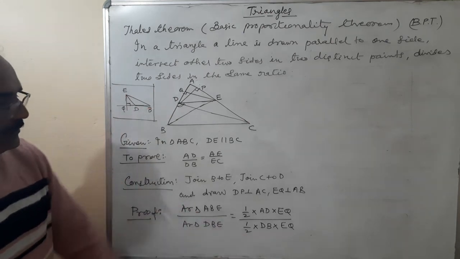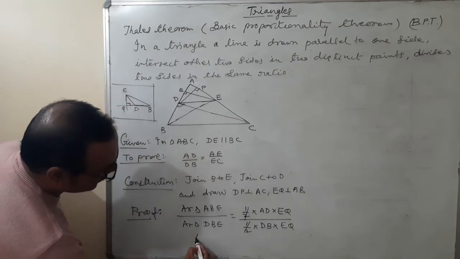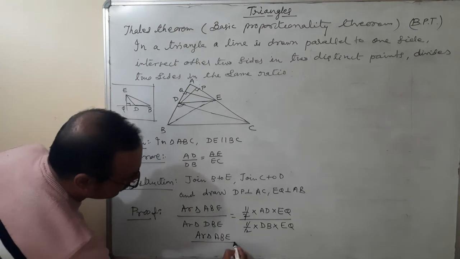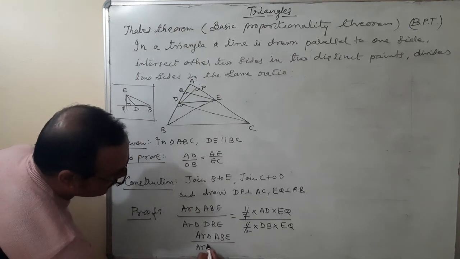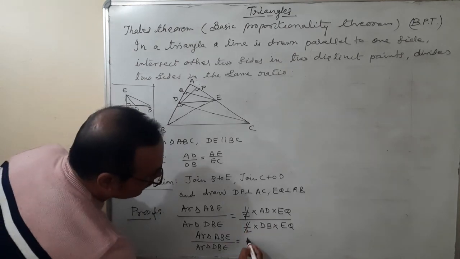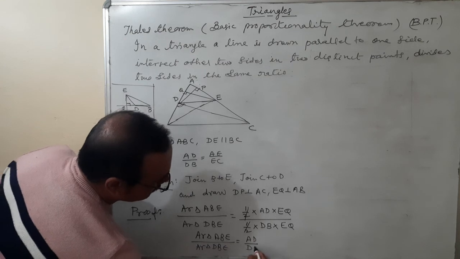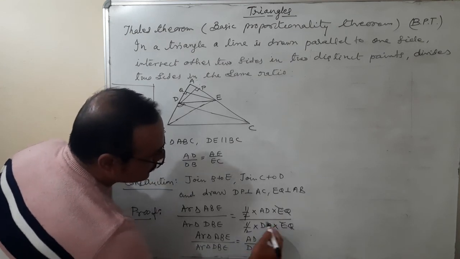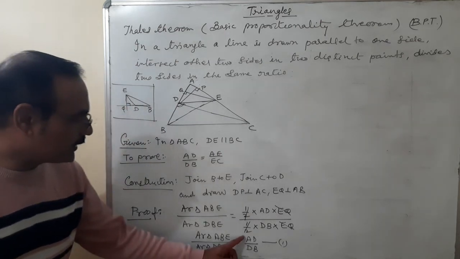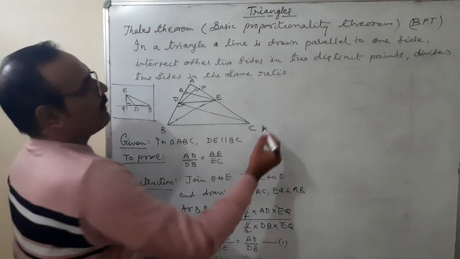Height is EQ. 1 upon 2 and 1 upon 2 cancel. It is coming, area of triangle ABE upon area of triangle DBE is equal to AD upon DB, because EQ and EQ cancel. It is equation number 1. So I have got AD upon DB is equal to this part.